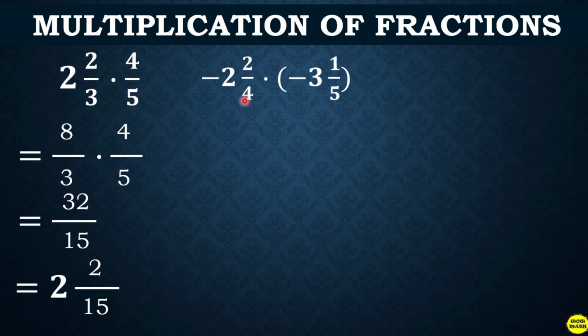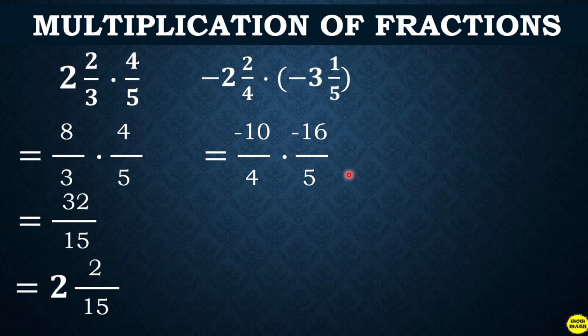So, we have to convert this first into improper. So, we will have 4 times 2, that is 8. 8 plus 2, that is 10. Negative 10 over 4. Bakit negative? Kasi negative ito. And then this one also, convert natin into improper. So, 5 times 3, that is 15. Plus 1, that is 16 over 5. Bakit negative? Kasi this is negative. So, again, first step, convert muna natin into improper. Okay, so 4 times 2, 8 plus 2, that is 10. Just copy the denominator. 5 times 3, 15, plus 1, 16.